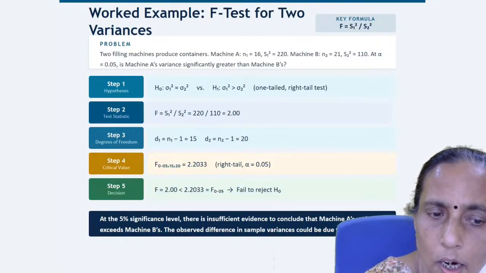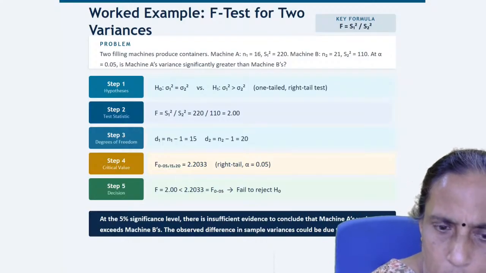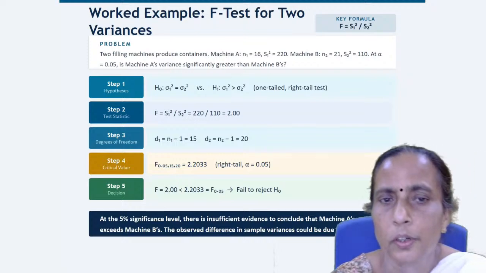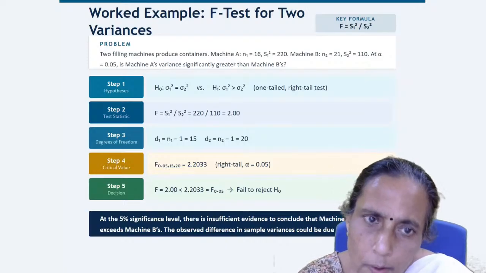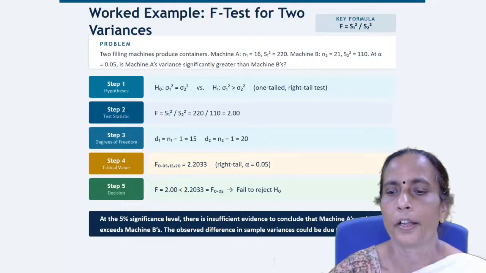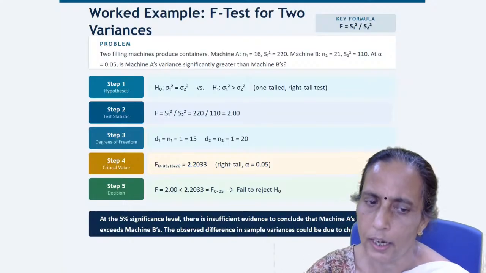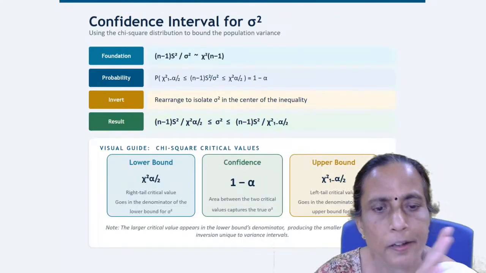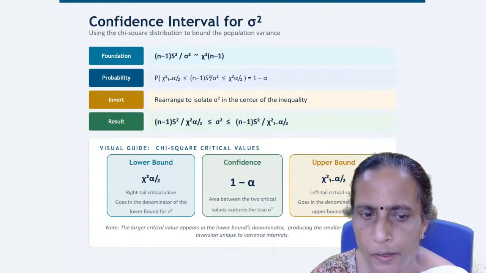This is again your tabulated value. So your calculated value is 2 and the tabulated value is this. The calculated value is less than the tabulated value. So, or else you may say, we have insufficient evidence to conclude that the machine's variance is significantly greater. Next, the confidence interval using the chi-square distribution to bound the population variance.